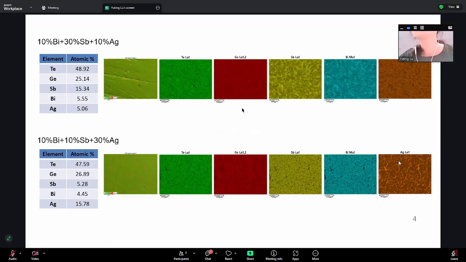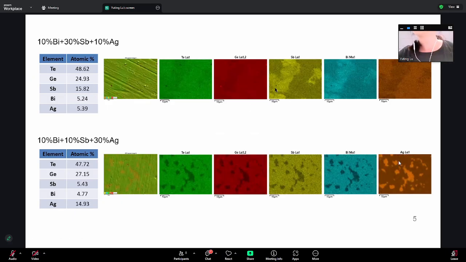And we did SEM, so we can see that in the 30% antimony sample, the antimony and the bismuth have a relatively non-uniform distribution. But for the 30% silver, I think it has already reached its solubility limit, so it forms these very bright-colored clusters.